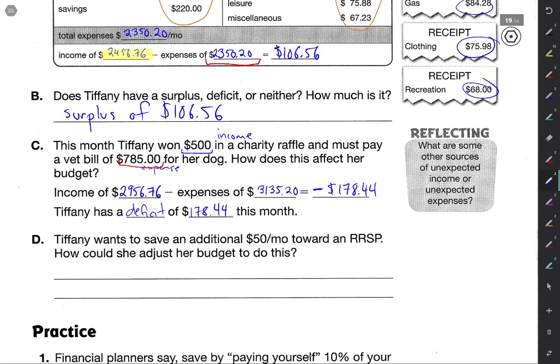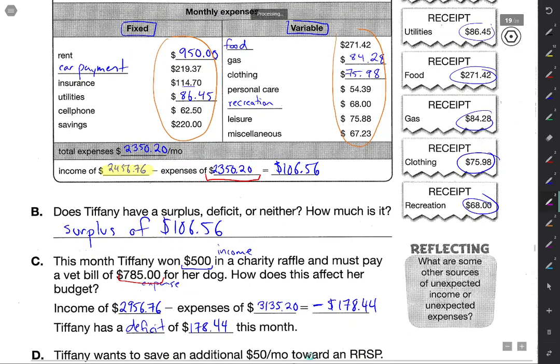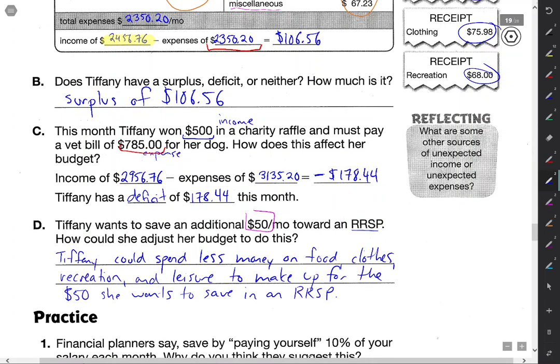In the last part, it says Tiffany wants to save an additional $50 per month towards an RRSP, so towards her retirement. How could she adjust her budget to do this? If you look at her budget, she does spend a lot of money on things that she doesn't necessarily need to, such as clothing, leisure, I don't know what's under miscellaneous or recreation, but she could easily take a few dollars out of each of those categories to make up for this $50 per month that she wants to invest in an RRSP. So I just wrote here that Tiffany could spend less money on food, clothes, recreation, and leisure to make up for the $50 she wants to save in an RRSP.